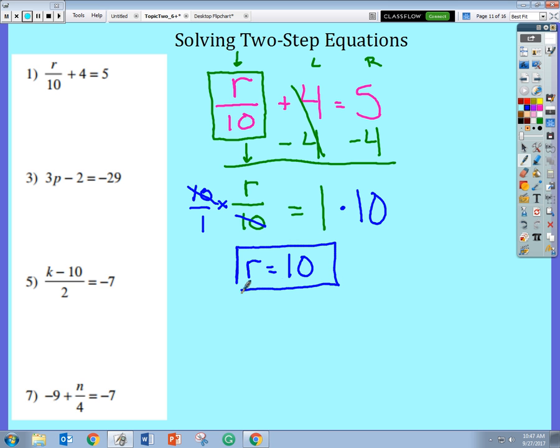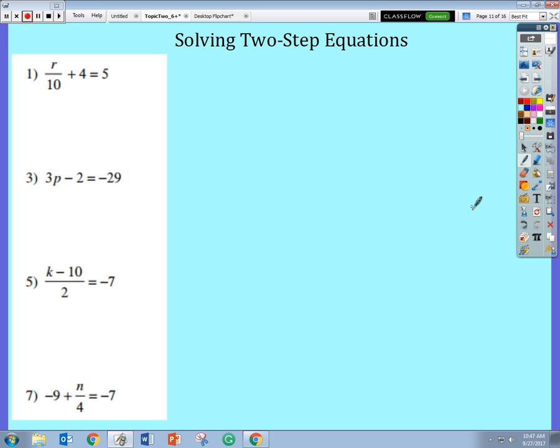Now remember, I can always check this by substituting in what I found r to equal back into the original equation. And if we did this in our heads, 10 divided by 10 is 1. 1 plus 4 gives us 5. Hey, that is a check. That equation works. So my solution of 10 is the correct solution for r. I'm going to erase this. Let's take a look at the next problem.